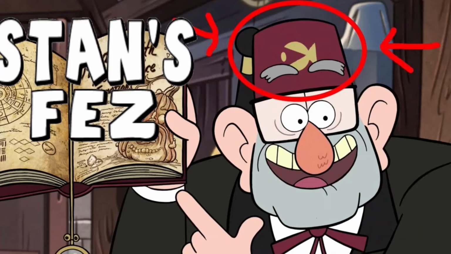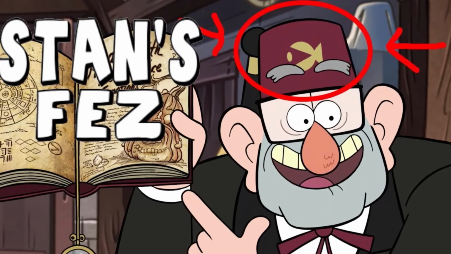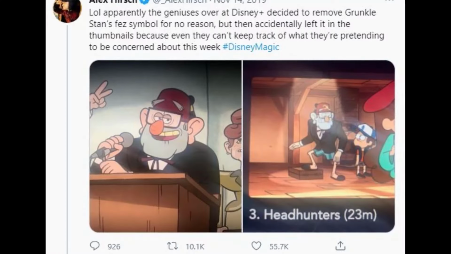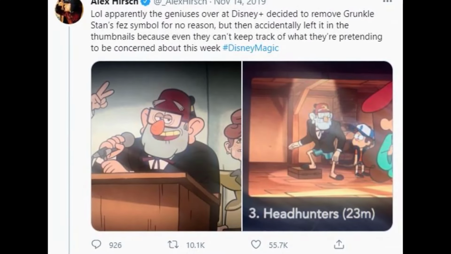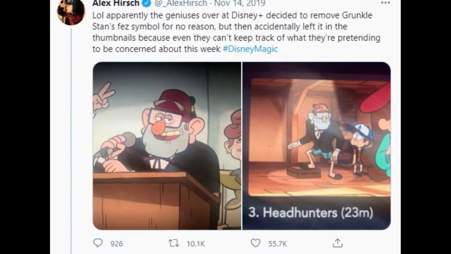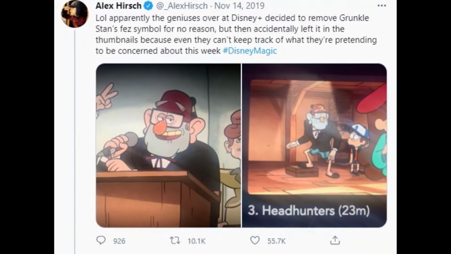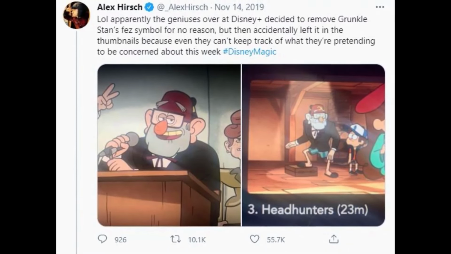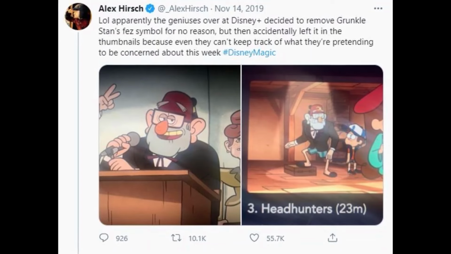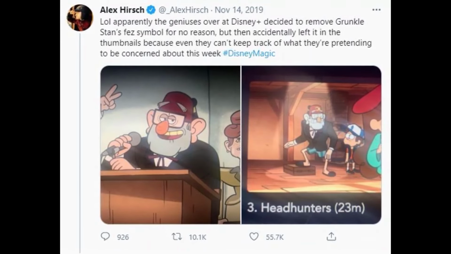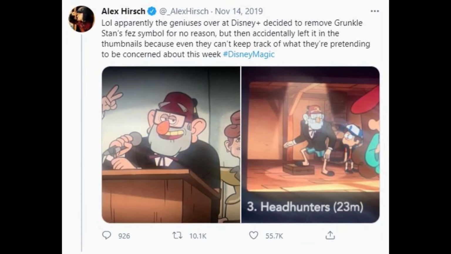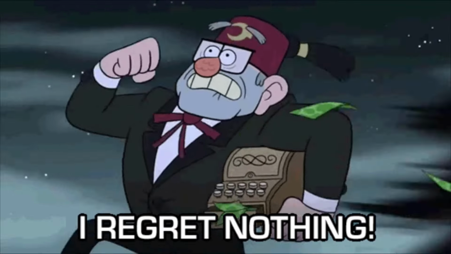Stan's hat symbol was missing on Disney+. This was actually addressed by the creator of the show himself, Alex Hirsch, tweeting, "LOL, apparently the geniuses over at Disney Plus decided to remove Grunkle Stan's fez symbol for no reason, but then accidentally left it in the thumbnails, because even they can't keep track of what they're pretending to be concerned about this week. Hashtag Disney Magic." Why do you guys think Disney removed it? I don't think it was too controversial.